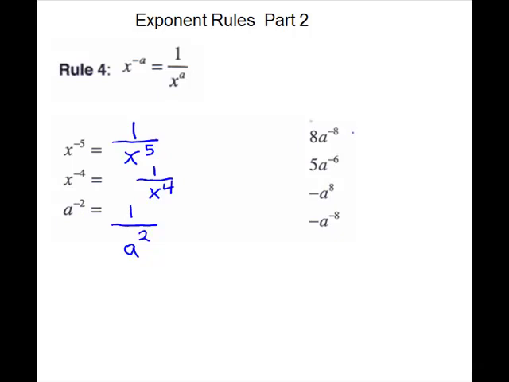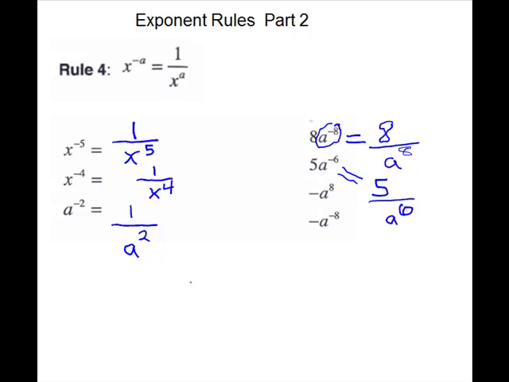All right, let's look at these other problems. Now you have to watch to see what the negative exponent is really with. It is only with the a on this problem. So you're going to keep the 8 exactly like it is, but the a is going to shift down to the denominator and get a positive 8. This one, the 5 is going to stay just like it is. That exponent has nothing to do with the 5. So we'll keep the 5 and we will get a to the positive 6 in the denominator.